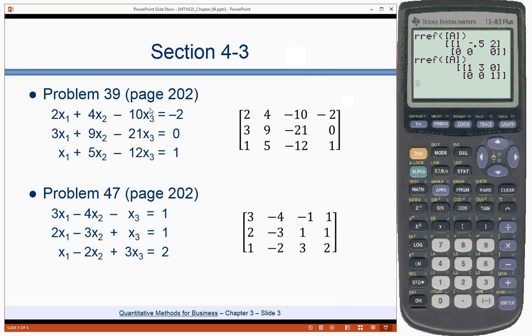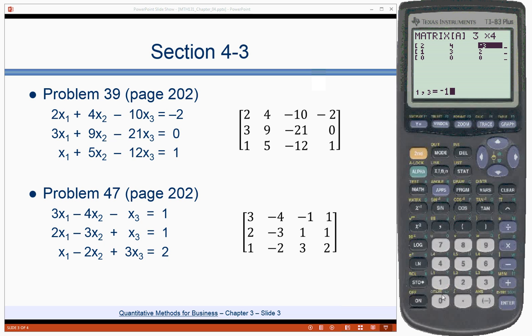We'll just look at a couple more cases here. Problem 39 on page 202. I need to enter that matrix, and it happens to be 3 rows by 4 columns. So again, I do second matrix, go over to the edit menu, and now I have to change it to 3 rows by 4 columns. So I just hit 3 enter, 4 enter, and it creates a matrix that size. So I just have to enter the numbers.